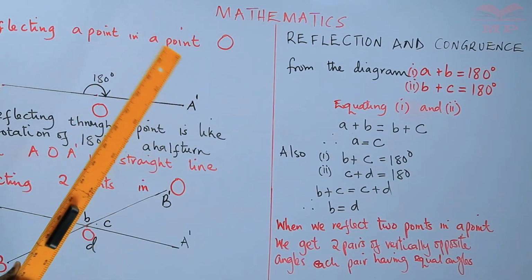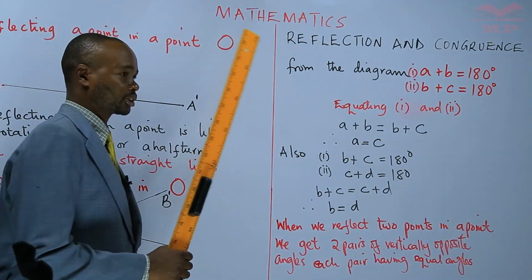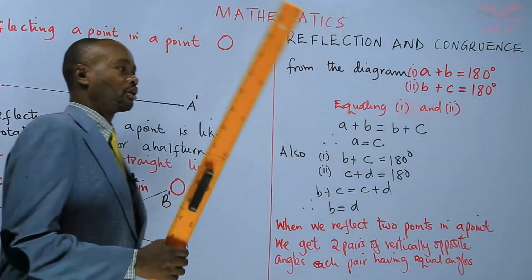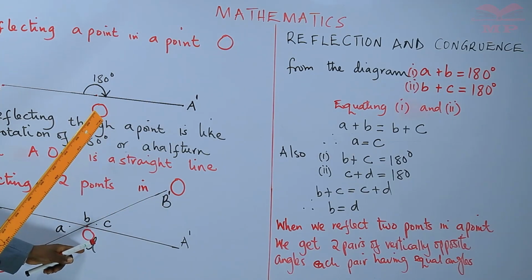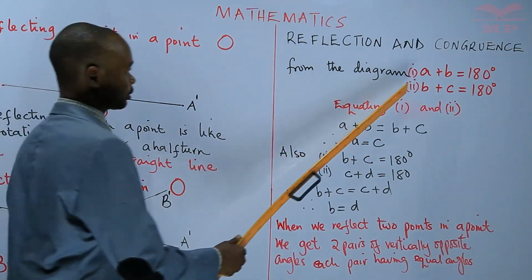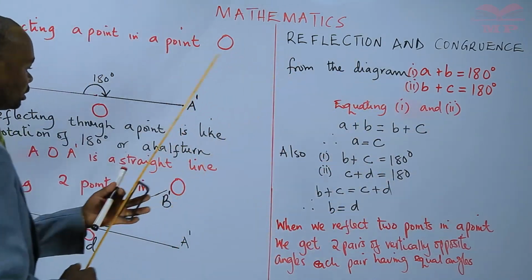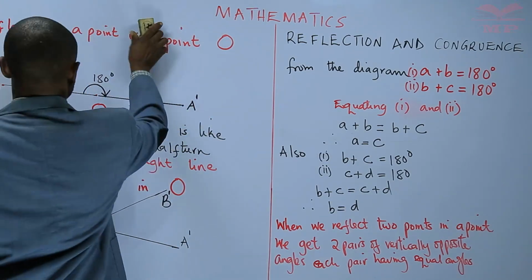So we go through what we wanted. We wanted to get that deduction of reflection in a point and vertically opposite angles. To get that, we used 2 points, A and B. Reflecting A, we got that straight line. Reflecting B through O, we got that. And that brought us to 2 pairs of vertically opposite angles, proving that they are equal to each other.